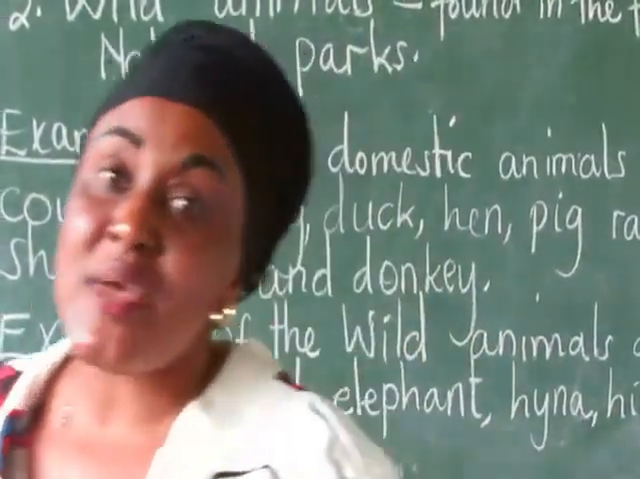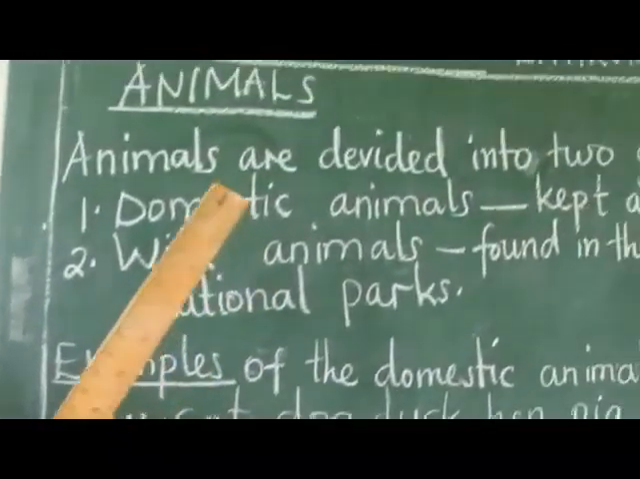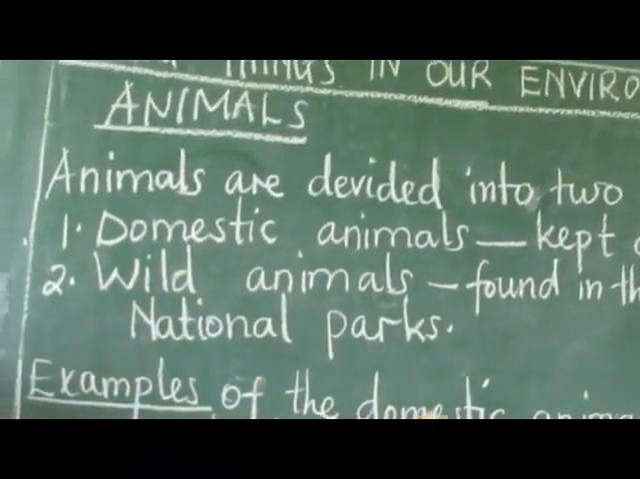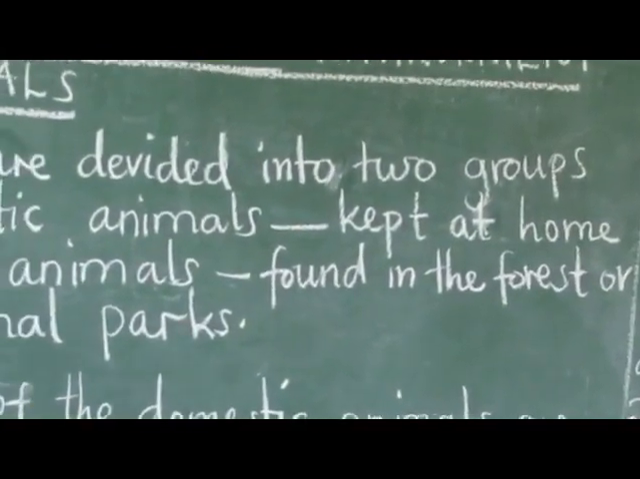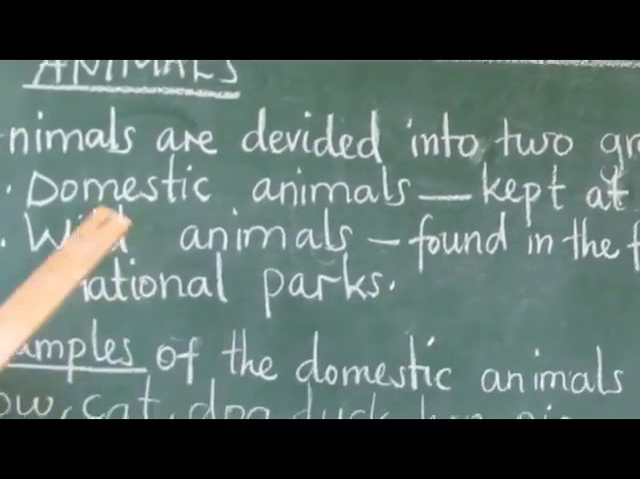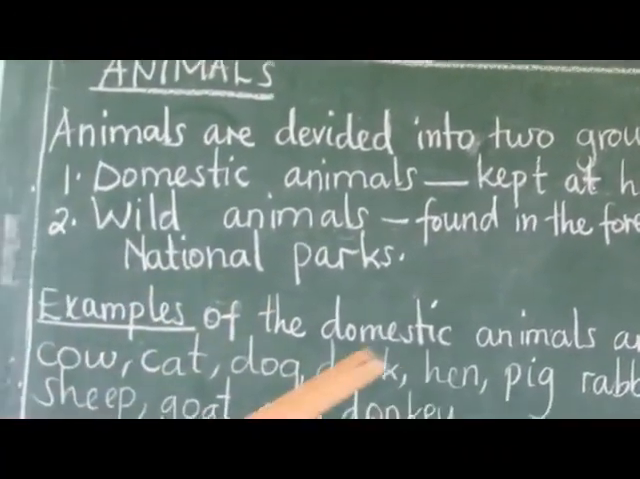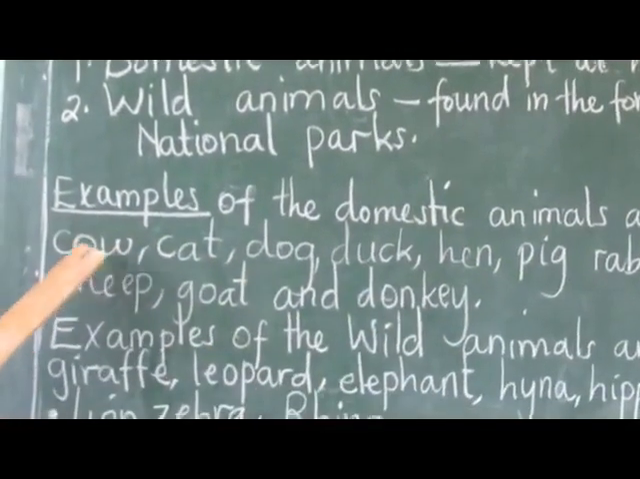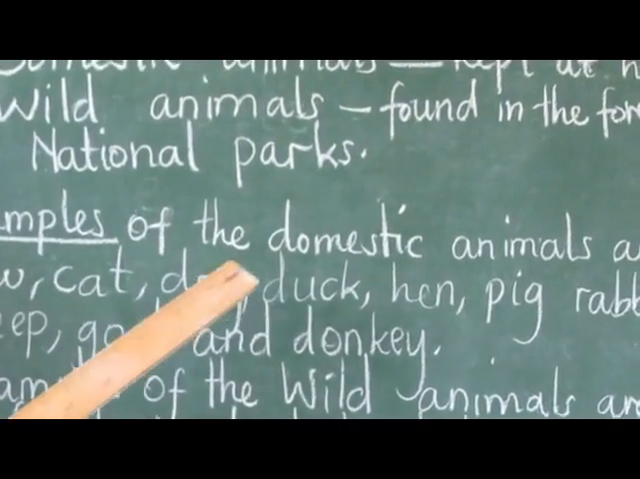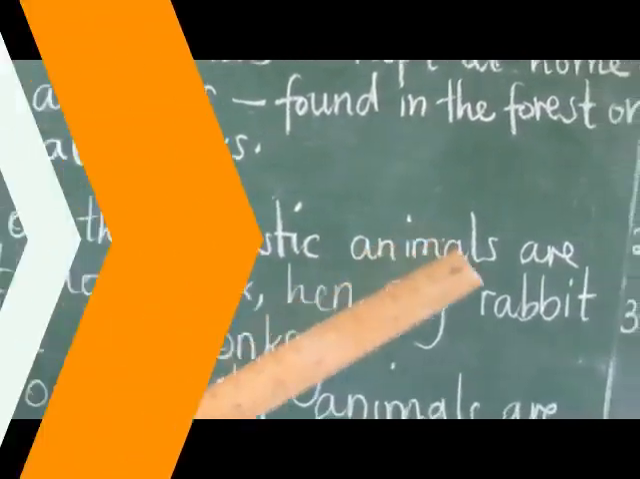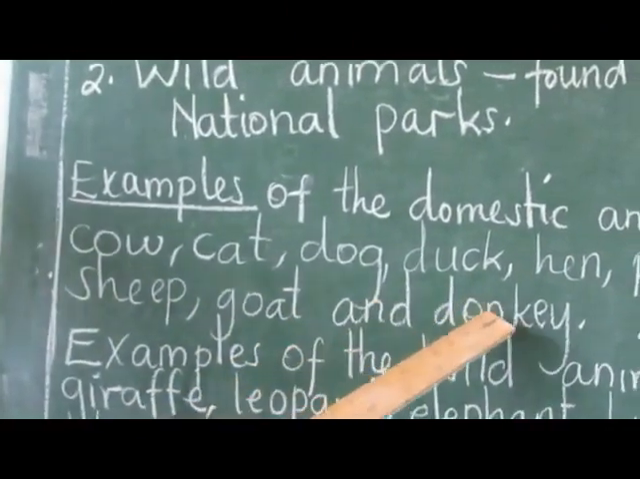Let us see the domestic animals. First of all, you have to know that the domestic animals are kept at home, and the wild animals are found in the forest or national parks. Let us see the examples of the domestic animals. We have the examples like cow, cat, dog, duck, hen, pig, rabbit, sheep, goat, and donkey.